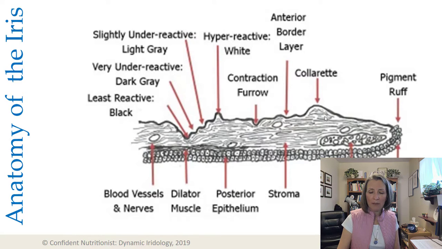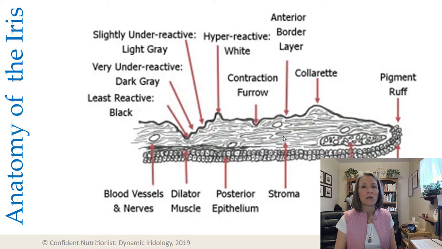The next thing we have is called the stroma. That is this body of tissue right down here. Everything between the anterior border and the posterior epithelium. This stroma is made up of trabeculae. We'll talk about those some more in a moment. We also have blood vessels. We have muscle fibers in here. We have more muscle fibers. And nerve endings, lots of nerve endings in this.